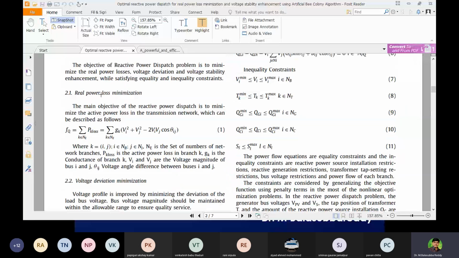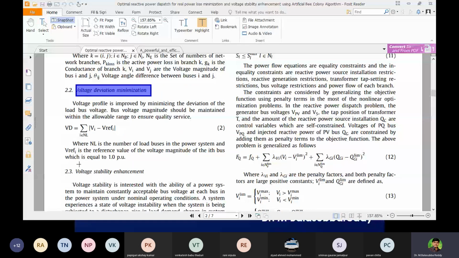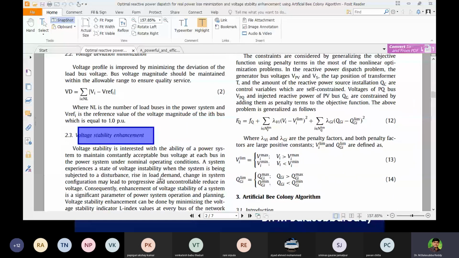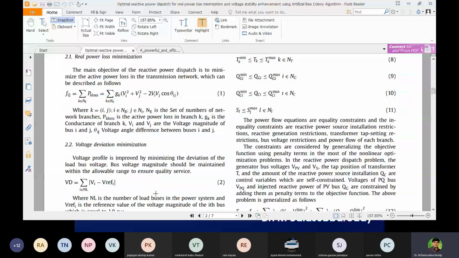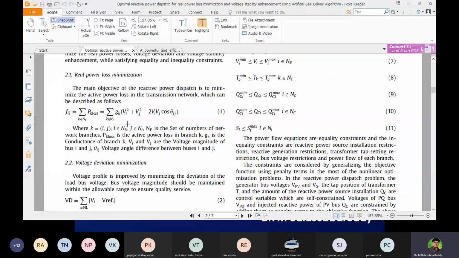One objective function is loss minimization. The second one is voltage deviation minimization. The third one is stability enhancement. So using these three objectives we are able to minimize one by one, and later, if we are familiar with solving with one or two algorithms and this type of problem, you will be able to solve multi-objective optimization as well. What is multi-objective optimization?